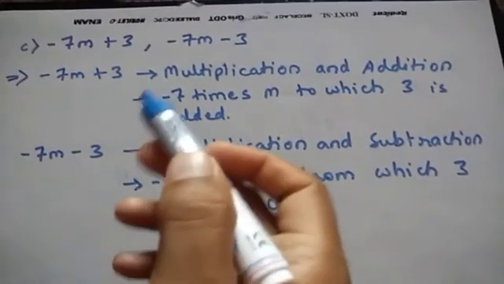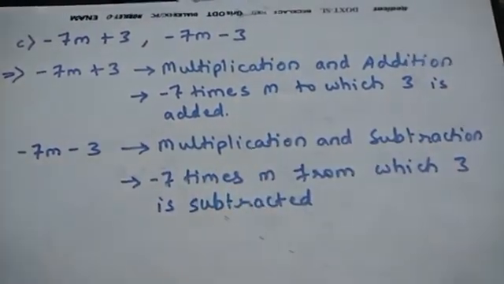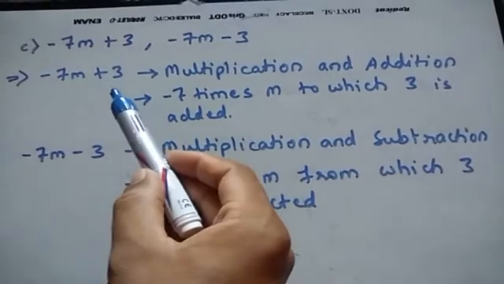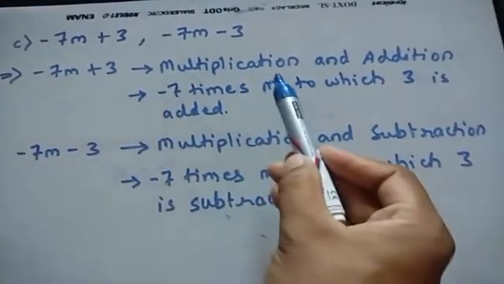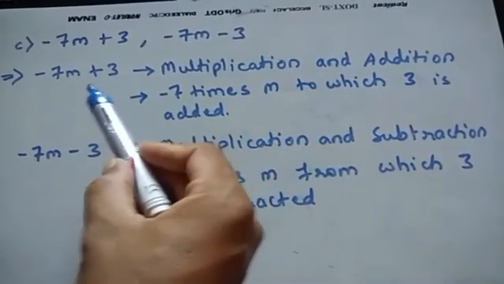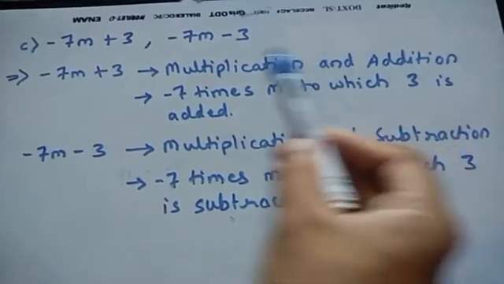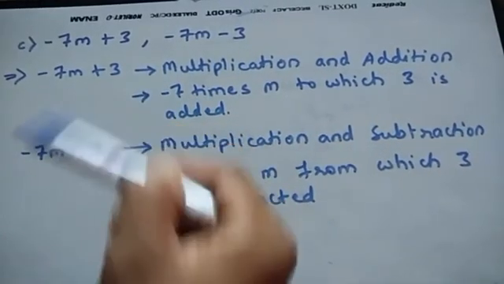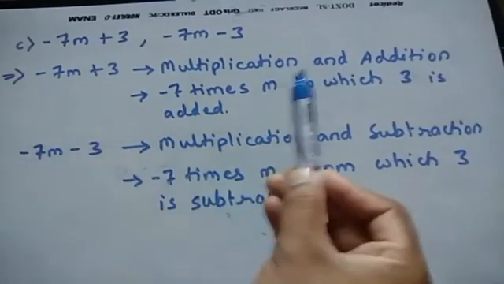Minus 7m plus 3 and minus 7m minus 3. Now here also we can see minus 7m plus 3. Now here we have 7 into m, so one operation is multiplication, as well as here addition also we can see. Therefore multiplication and addition, these are the two operations used to form this expression. This minus sign belongs to this number, that you remember. Otherwise don't write subtraction here also.